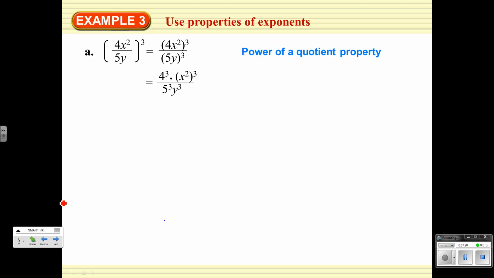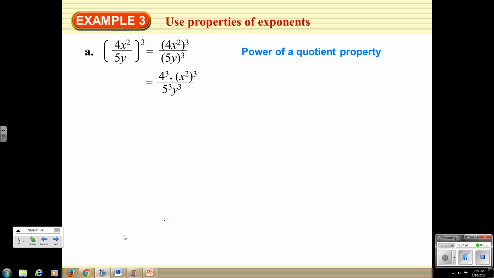And I can't get my pen to work. Okay, so we can see if we can get this going again. Okay, see if I can get my pen to work. There we go.